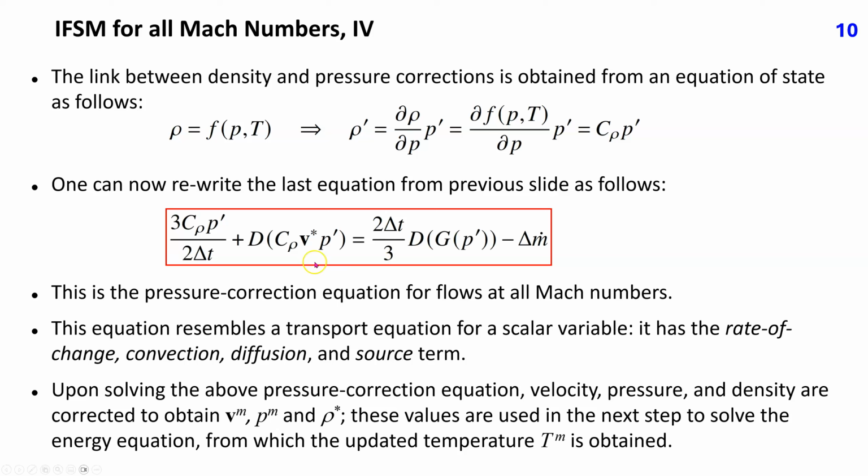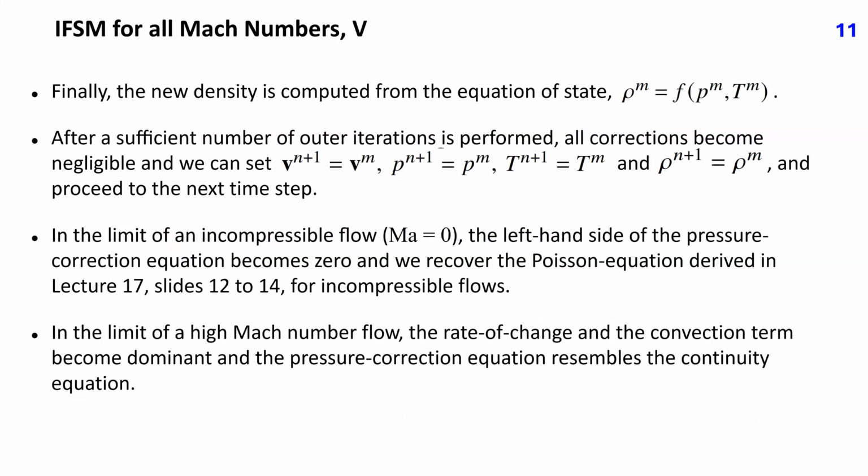It resembles a transport equation for a scalar variable. It has the rate of change term, convection term, diffusion term, and source term. Upon solving the above pressure correction equation, velocity, pressure, and density are corrected to obtain Vm, Pm, and rho star. These values are used in the next step to solve the energy equation, from which the updated temperature Tm is obtained. After all transport equations are solved, the final density at the outer iteration m, rho m, is computed from the equation of state based on Pm and Tm.